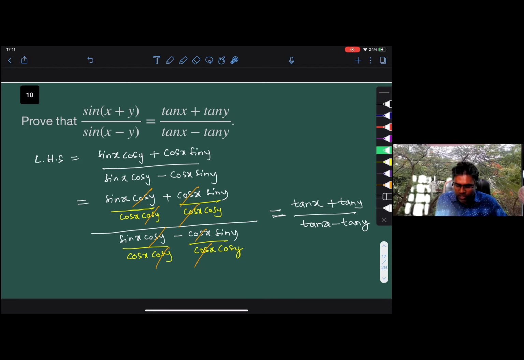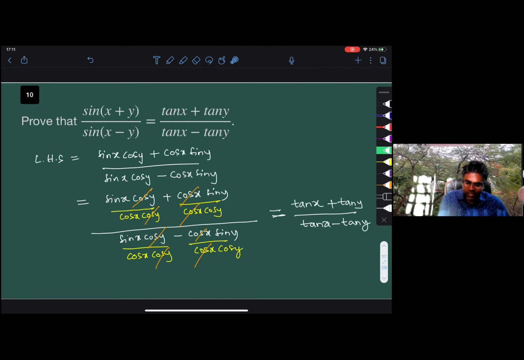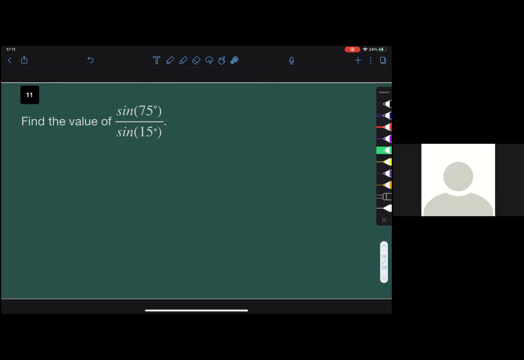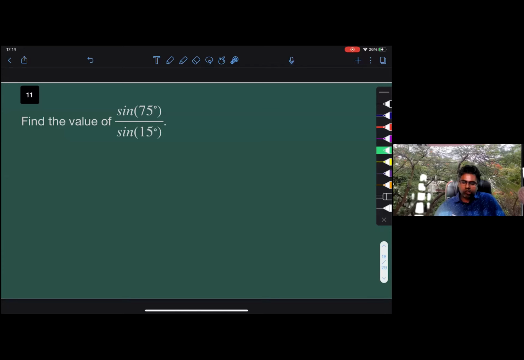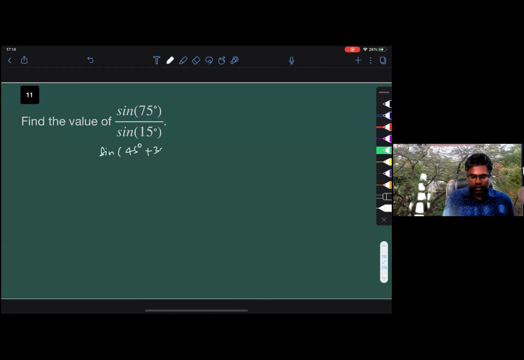So now let us use this to solve this problem. Use this result to solve this. Okay, I'll give a minute. Okay, let's talk about it, guys. So what do we have here? I think you can split this and write sine of 75 as 45 plus 30, and this you can write as sine of 45 minus 30.